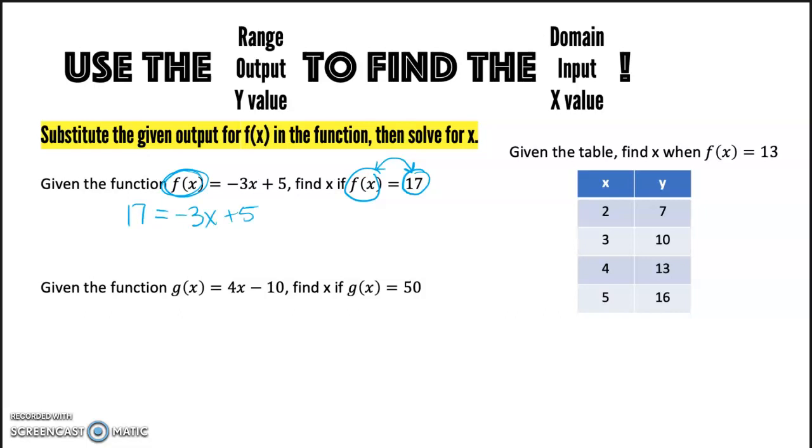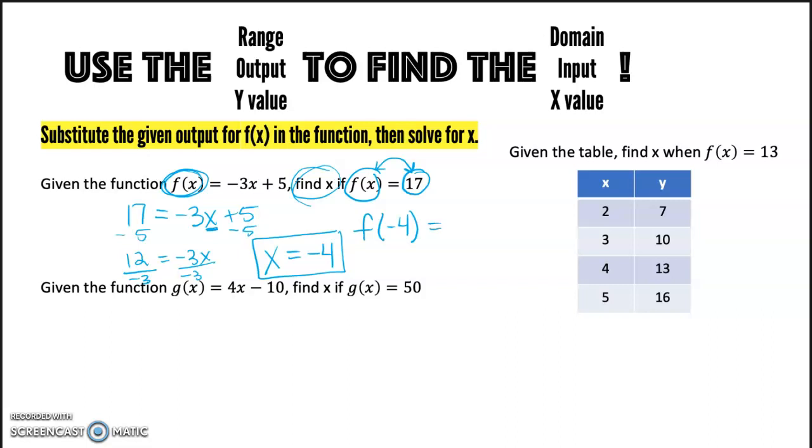And now all I'm doing is finding x. I need to solve for x. So I know how to do that. Subtract 5 from both sides. That gives me 12 equals negative 3x. Divide both sides by negative 3. X equals negative 4. So I can write it like that, or I can say f of negative 4, when x is negative 4, that's when y equals 17.